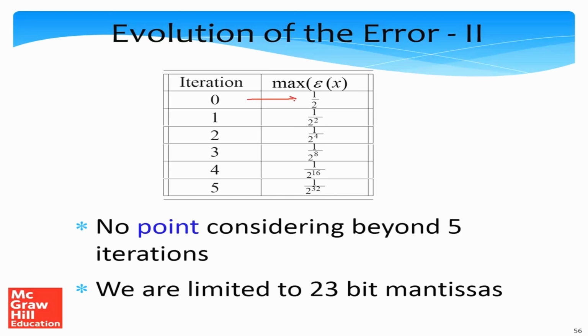So let us look at the maximum error that is possible in iteration 0. In iteration 0 it is half. In iteration 1 it is 1 by 2 squared. In iteration 2 it is 1 by 2 to the power 4. In iteration 3 it is 1 by 2 to the power 8. In iteration 4 it is 1 by 2 raised to the power 16, and ultimately in iteration 5 it is 1 by 2 raised to the power 32. So one thing to keep in mind is that the error after 5 iterations becomes 1 by 2 to the power 32, which is a fairly small number.